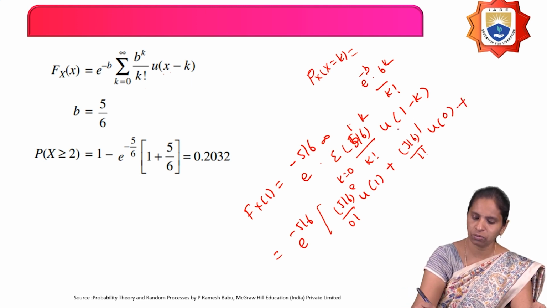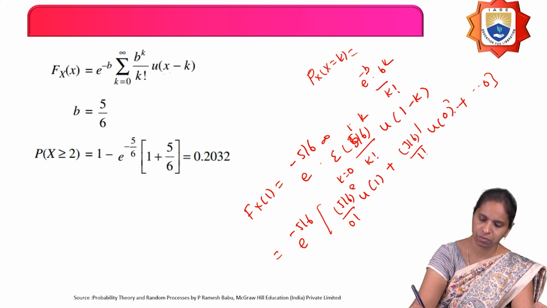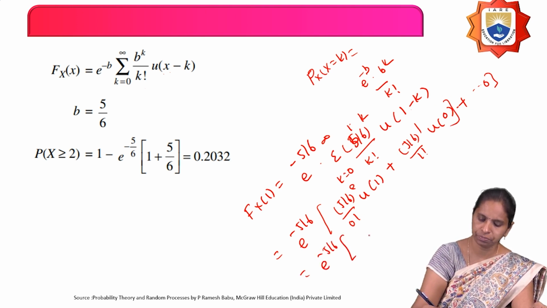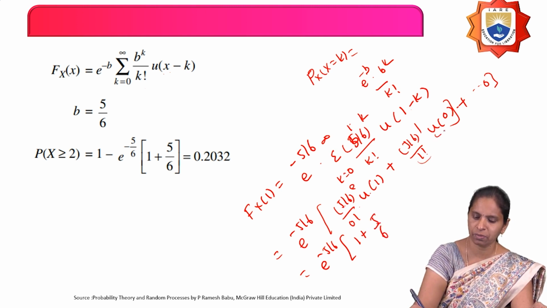And for k equals 2, you are getting u of minus 1 and u of minus 0. So what is u of minus 1? u of minus 2 is nothing but 0. Therefore you can write this as e power minus 5 by 6 into, so 5 by 6 power 0 is equal to nothing but 1. And what is u of 1 value? 1. So 1 plus 5 by 6 power 1 by 1 factorial, nothing but 1. u of 0 value equals 1.